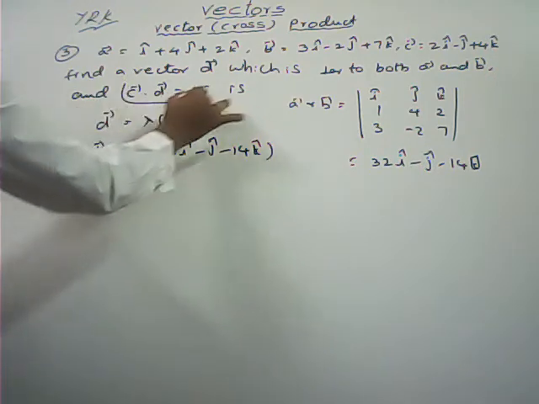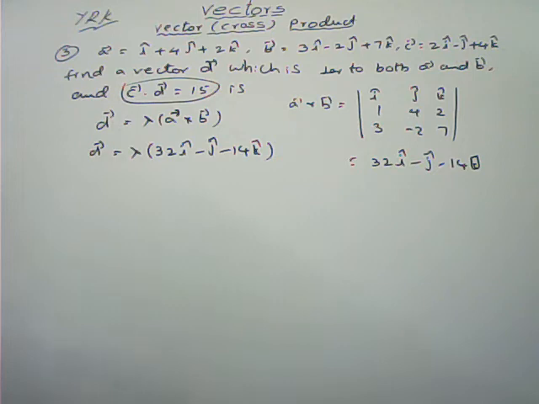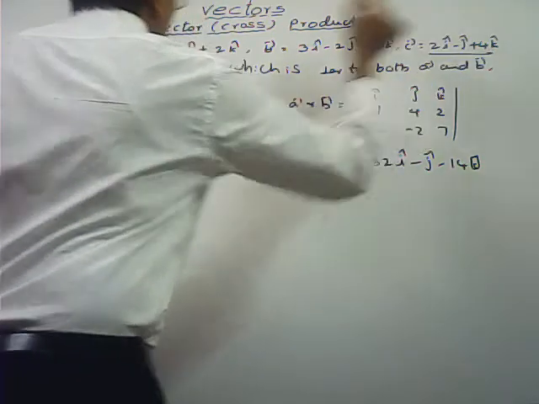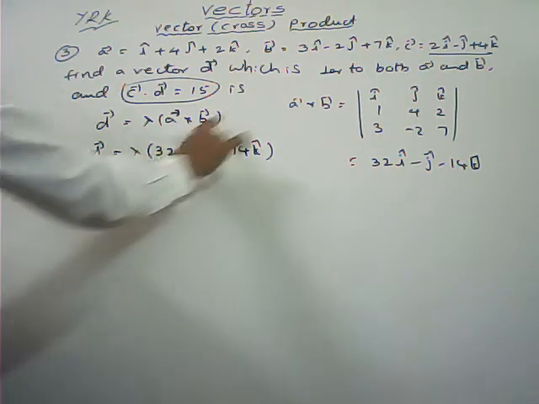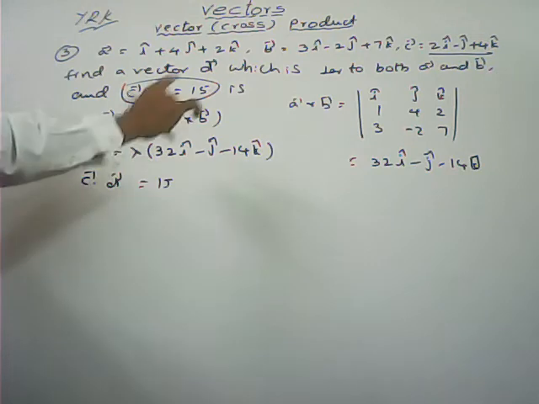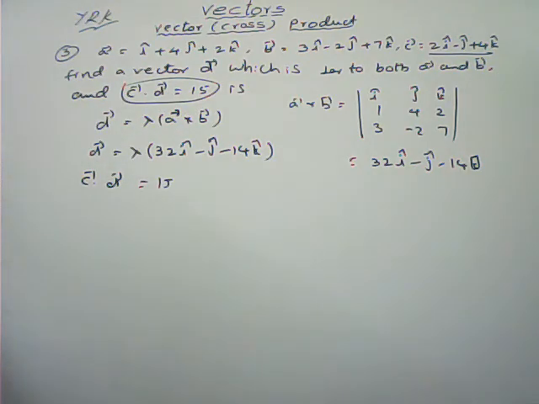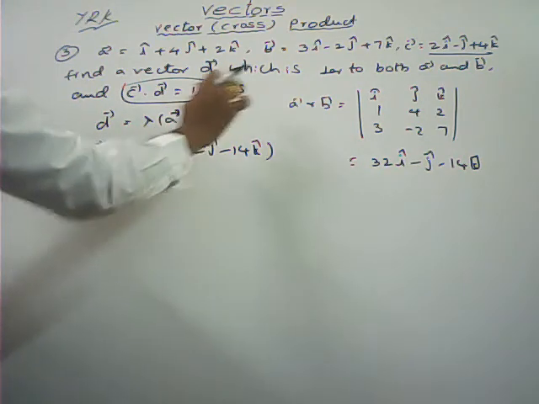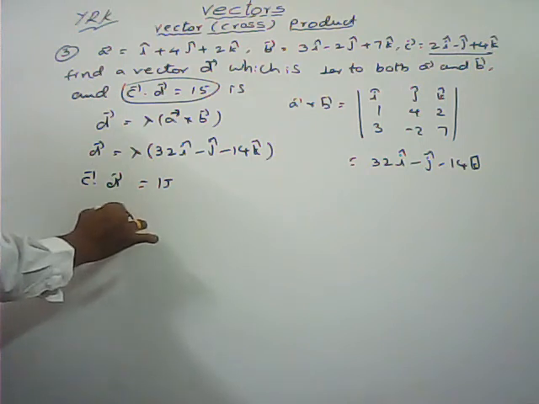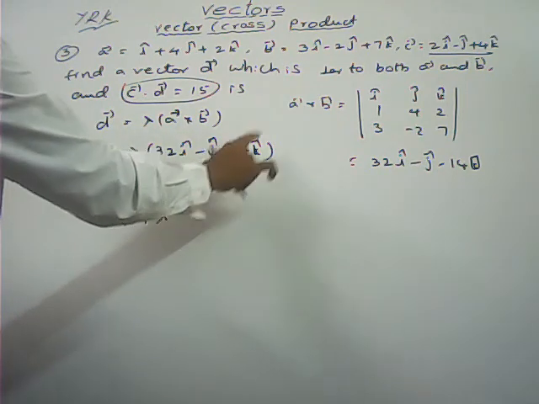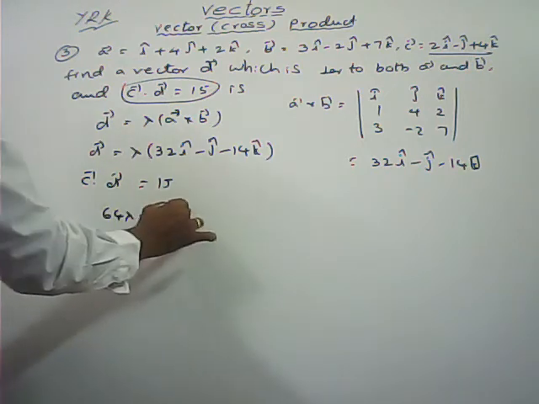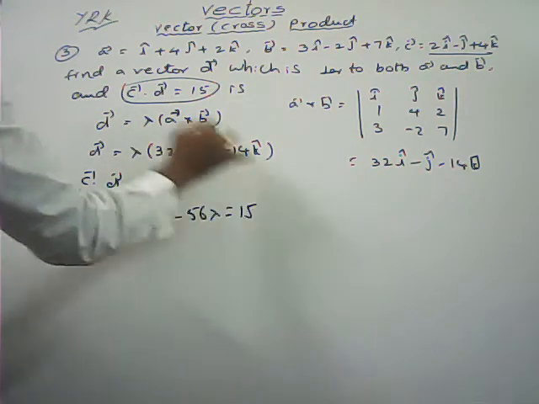And here one more condition is also given: C bar dot D bar equals 15. What is the dot product of these two? A1 B1 plus A2 B2 plus A3 B3 only. So 32 lambda into 2, 64 lambda, minus into minus plus, lambda into 1, lambda. Next, 14 into 4, 56 minus 56 lambda, that is equal to 15.